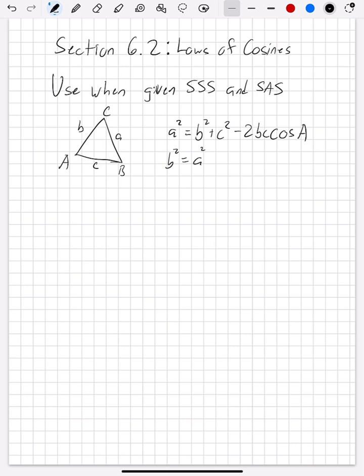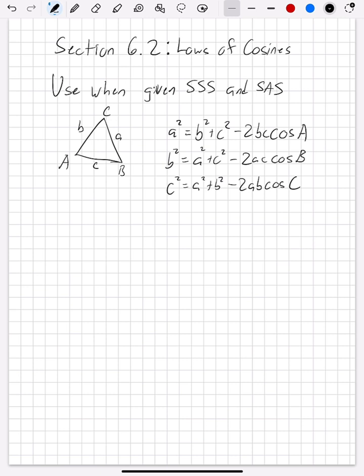So like b squared is a squared plus c squared minus 2ac cosine of the angle B. And then c squared is a squared plus b squared, it doesn't matter on order, but a squared plus b squared minus 2ab cosine of the angle C. And so this would tell us our side lengths if we needed to find a side length.